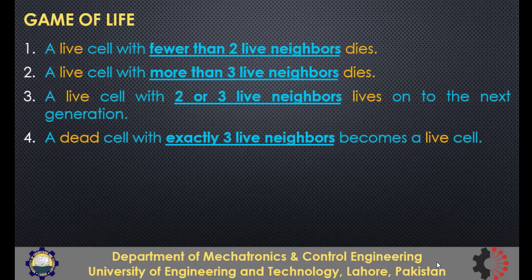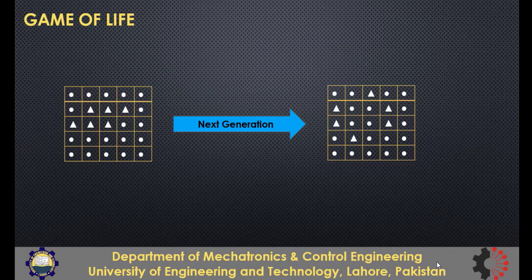Finally, a dead cell will get alive if it has exactly 3 live neighbors. As an example, see this case. On the left side we have 25 cells, and in the next generation they will change to the one shown on the right side. If you see this cell which was alive, in the next generation it is dead. Because if you see its neighbors, there are 4 live cells there, and we had a condition that if a live cell has more than 3 live neighbors, it will die.